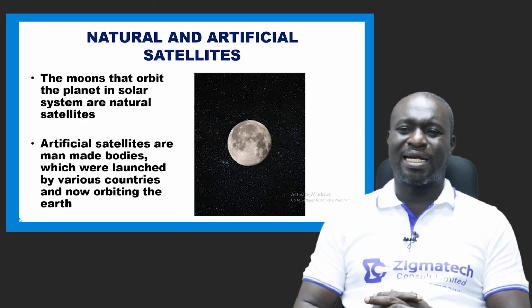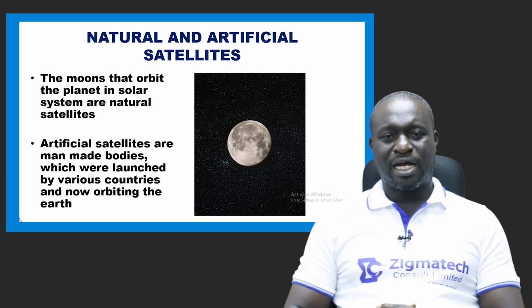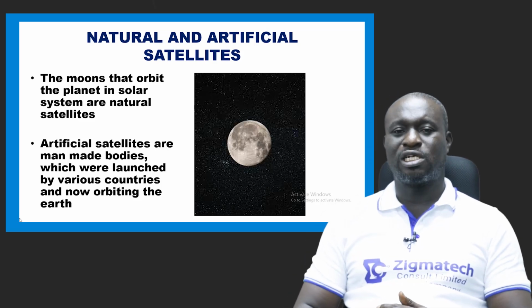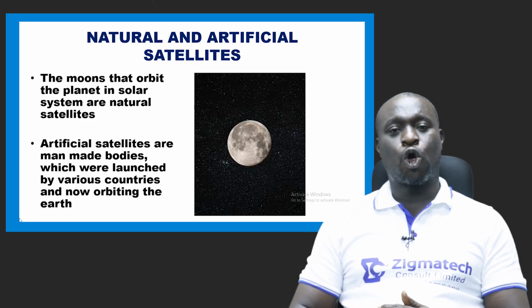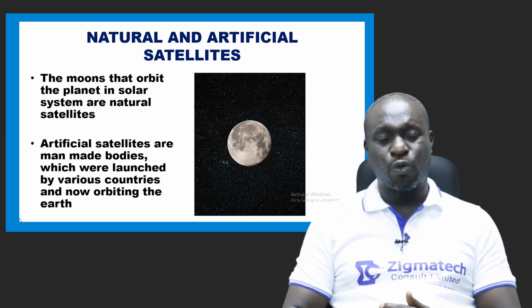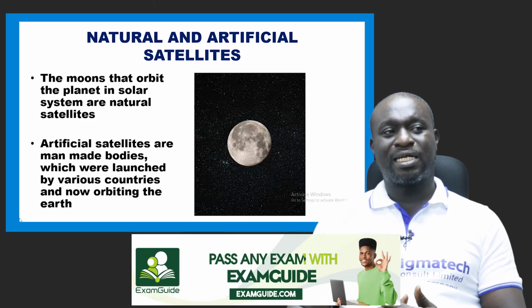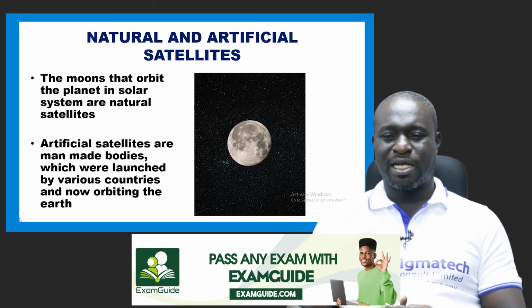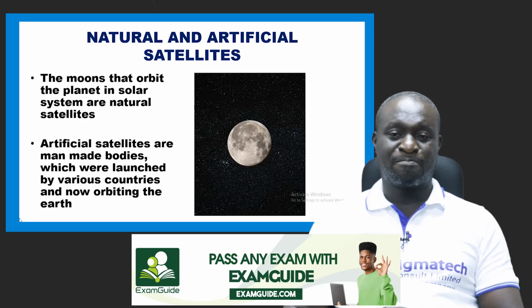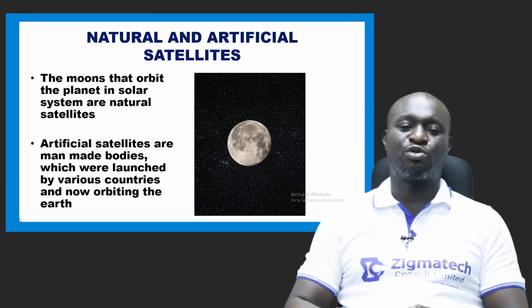Now, natural and artificial satellites. The moons that orbit the planets in the solar system are called natural satellites. Natural satellites are satellites that are not made by man. They occur naturally, and they orbit around each planet. So we're looking at the natural one, which is called the moon. We also have the artificial satellite, which is made by man. These ones are sometimes launched by various countries, and they orbit around the Earth.